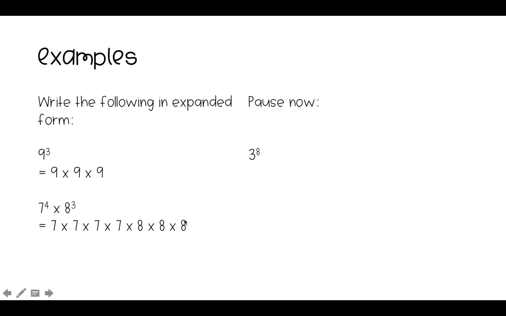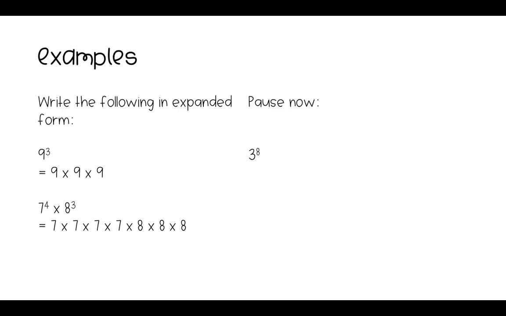So let's do some examples of writing the following in expanded form. So 9 to the power of 3 equals 9 times 9 times 9. And we can see here that 9 occurs 3 times. 7 to the power of 4 times 8 to the power of 3. Again, we have 7 4 times, times 8, which occurs 3 times. Pause it now and do this one.